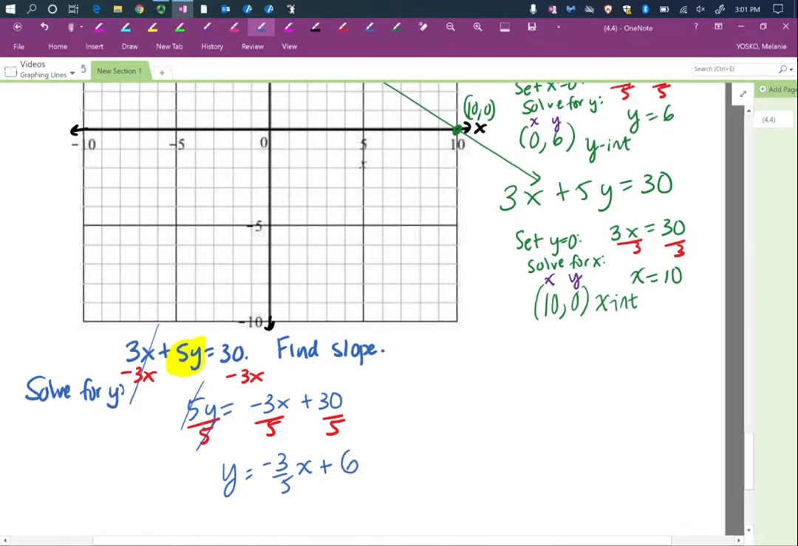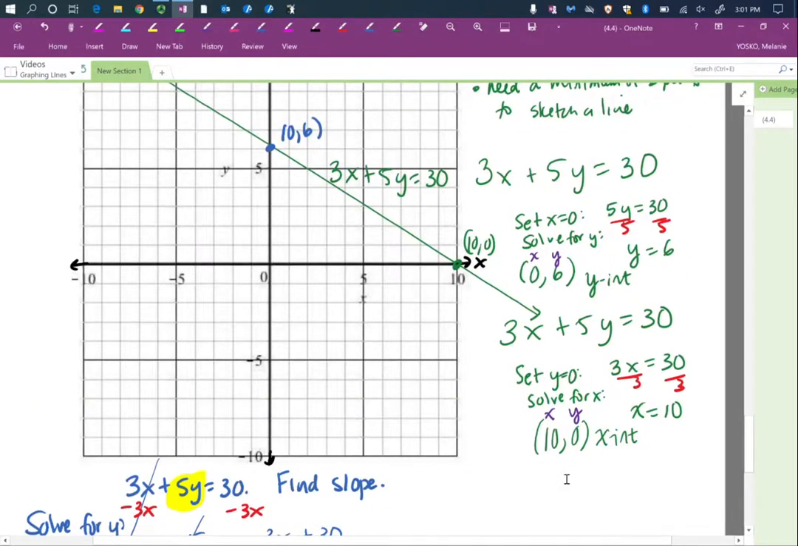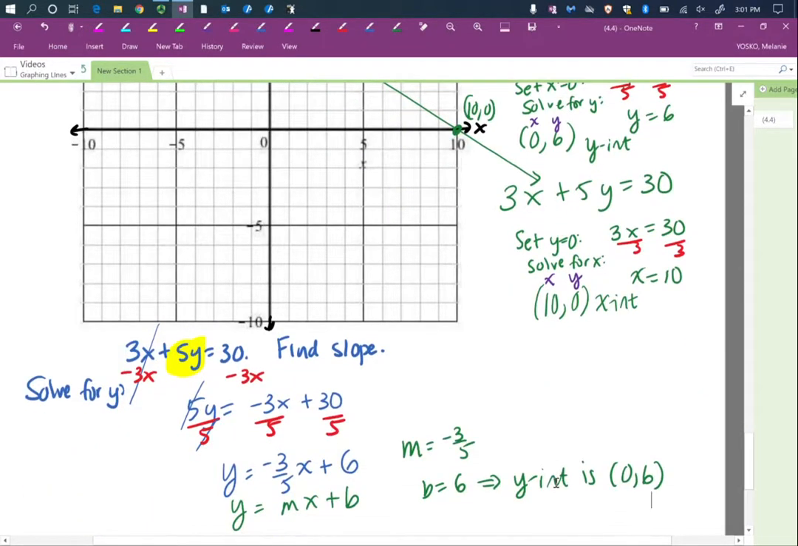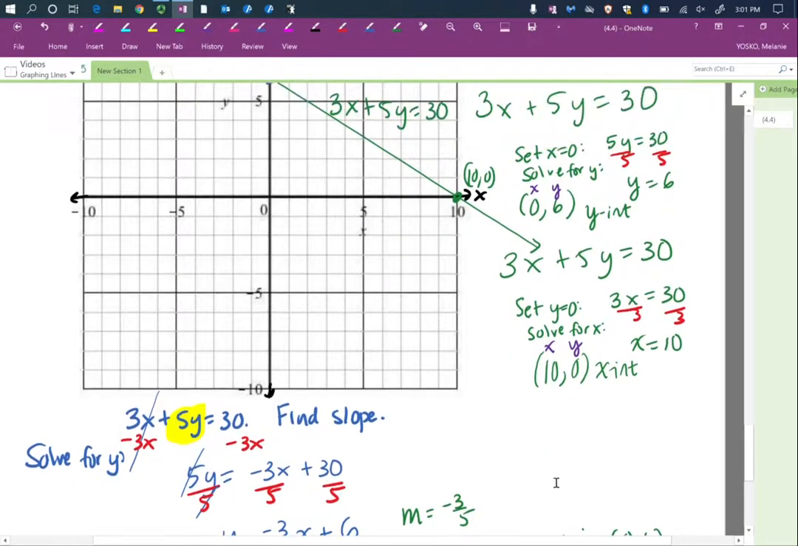It's 6. So if I recognize this is in my y equals mx plus b form, we can see the slope is negative 3/5. And we see b is 6, which means the y-intercept is 0 comma b. Remember, b is the y coordinate of the y-intercept. So the y-intercept is 0, 6. Let's look at our graph. Oh, look, we have 0, 6 for the y-intercept. Perfect. And our slope is negative 3/5.